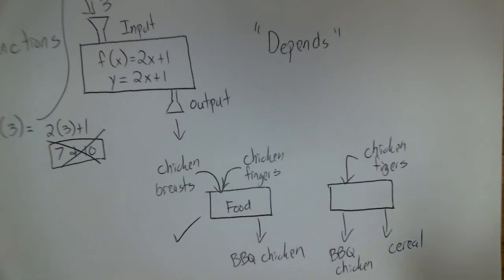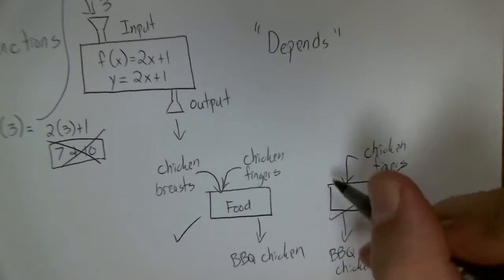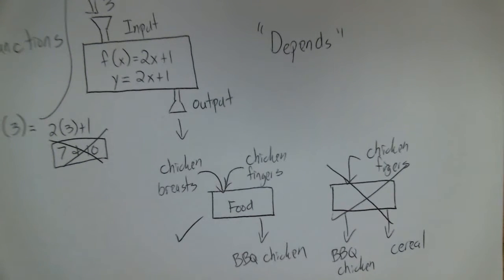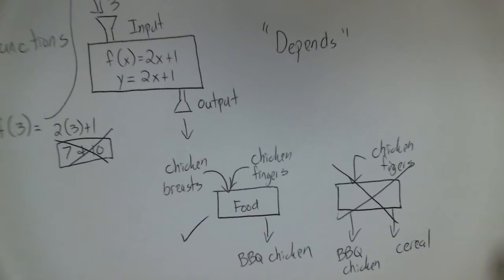She used to do that all the time 78 years ago, okay? Well, I can't take chicken fingers, stick it into my crock pot, and get out two different things. That's not happening, okay? That's no good. That's not a function. I cannot have two different outputs for the same input. Okay, so hopefully you guys are okay with that.